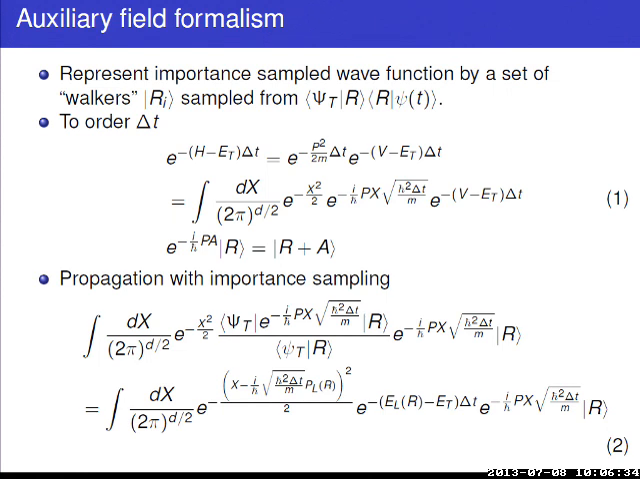So there's nothing new here. This is just the standard diffusion Monte Carlo written in perhaps a slightly odd way, but it makes it like the standard Hubbard-Stratonovich auxiliary field formalism. And then if you want to propagate with importance sampling, you start with your walker here. Because it's sampled from this, you need to divide by that weight. And because you want the new one sampled from this, you need to multiply by the wave function at the new position. So this is just the translated position, and this is the translated walker.